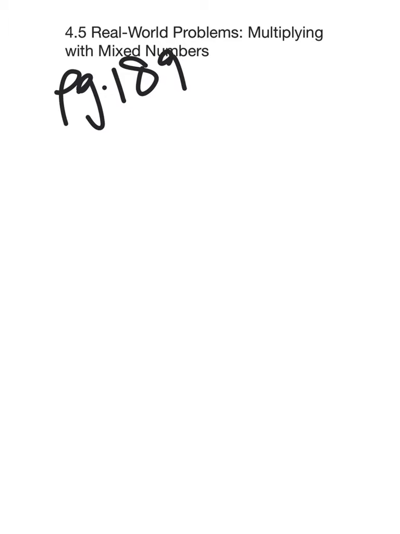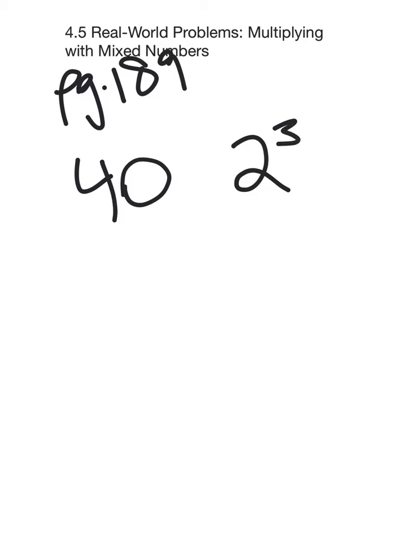It says there are 40 guests at a party. Each guest eats 2 3/4 mini pizzas. How many mini pizzas do the guests eat altogether? So I have 40 guests and each one eats 2 3/4 of a mini pizza. My operation here is multiplication because for each guest this is how much they eat. My question is asking how many did the guests eat altogether? How many pizzas did the guests eat in total?